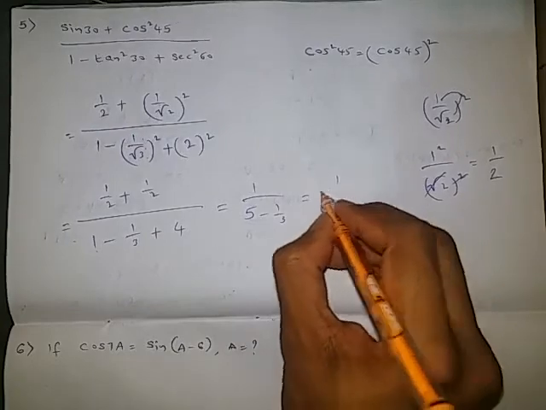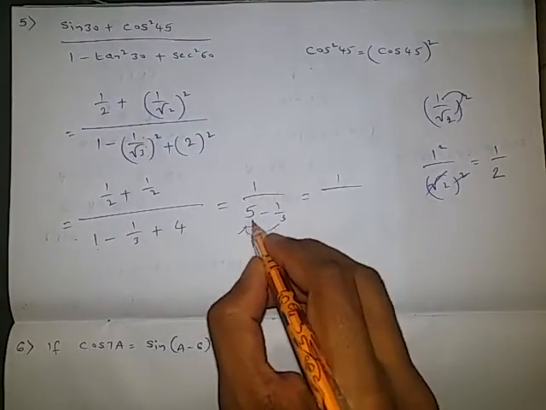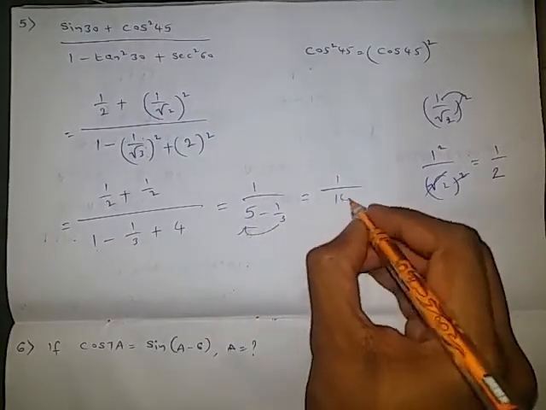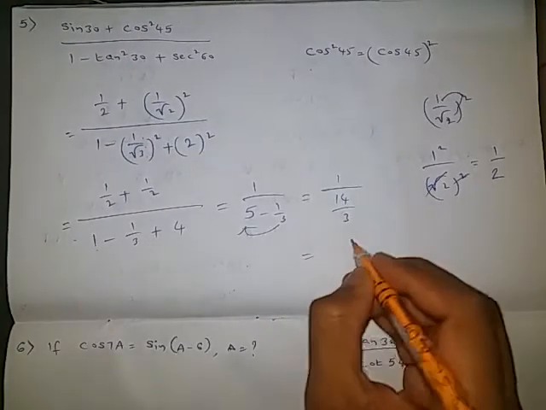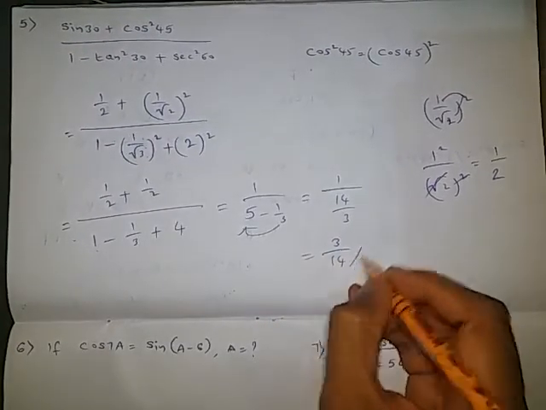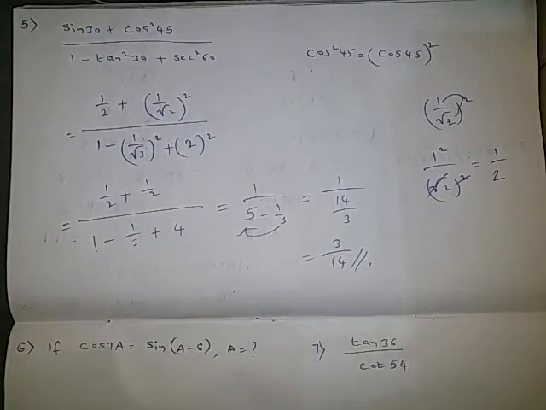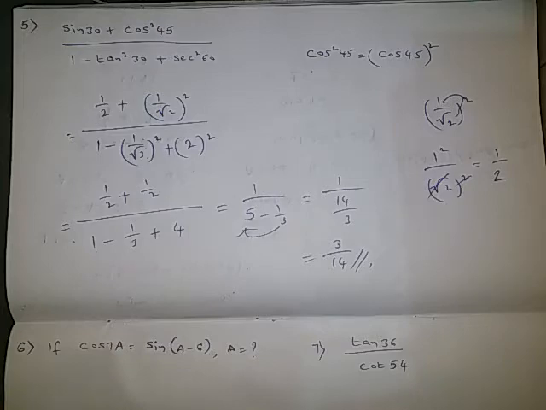Numerator I am writing as it is, 1, divided by 3 5s are 15. 15 minus 1, 14 by 3. Now this 3 will go upside, so we will get the value as 3 by 14.